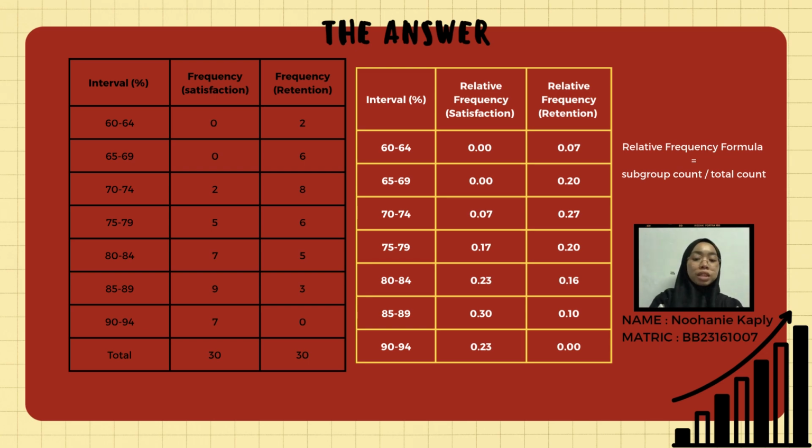We can see from the table that 70 to 74% is the lowest frequency, which is only 2 customers, and most customers give their satisfaction rate at 85 to 89%, which is 9 customers. For customer retention, the highest frequency is 70 to 74%, which is 8 customers, and the lowest is 60 to 64%, which is 2 customers only.